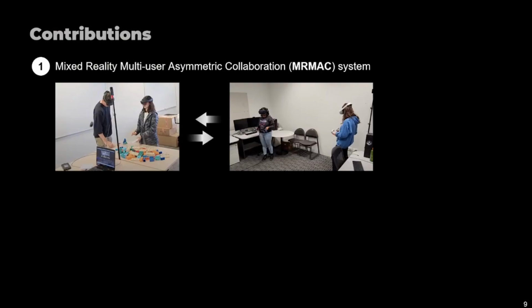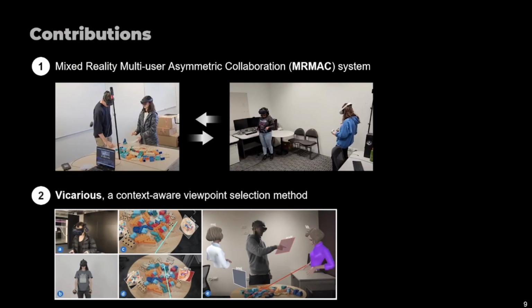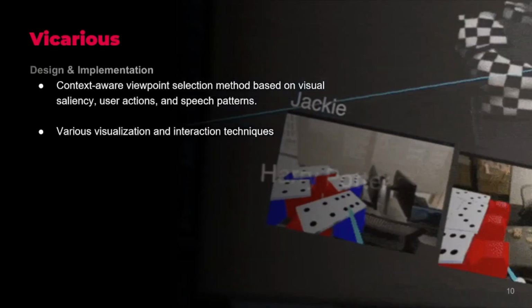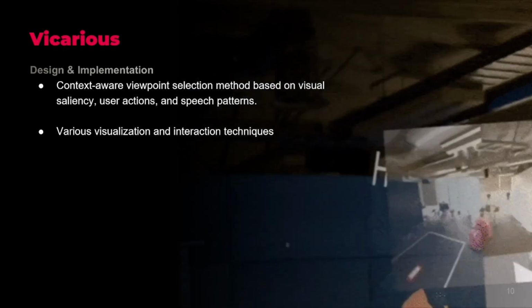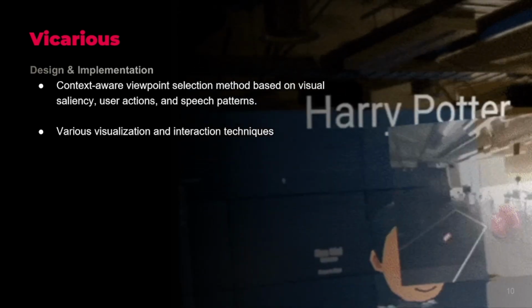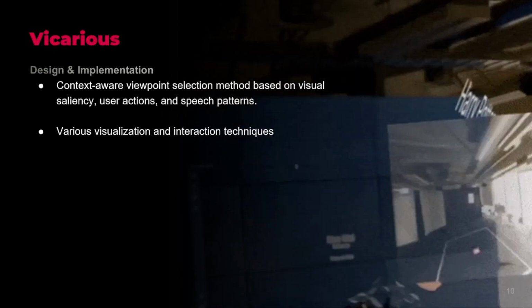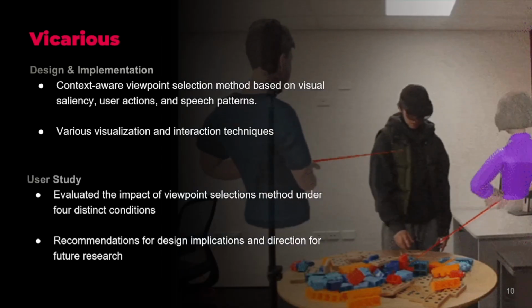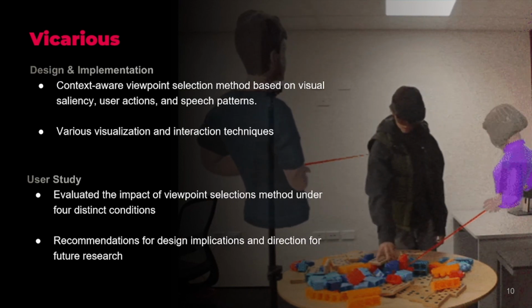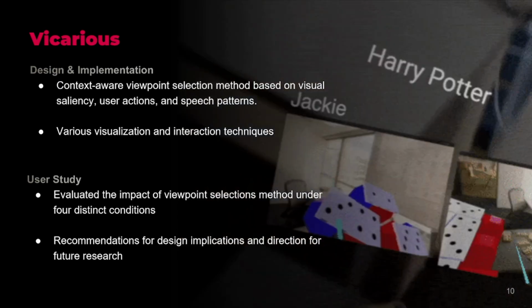From there, I moved on to the challenges of multiple viewpoint selection, which led to my second contribution, a context-aware viewpoint selection method called Vicarious. In Vicarious, I presented a context-aware viewpoint selection method that simplifies and automates the selection of multiple viewpoints based on user actions and the current context. It also incorporated various visualization and interaction techniques. Then I ran a user study to evaluate the impact of the viewpoint selection method. The results highlighted the need for such a system and provided recommendations for design implications.